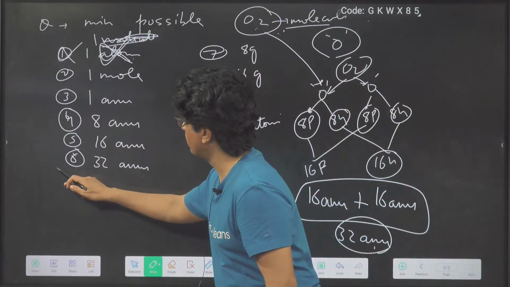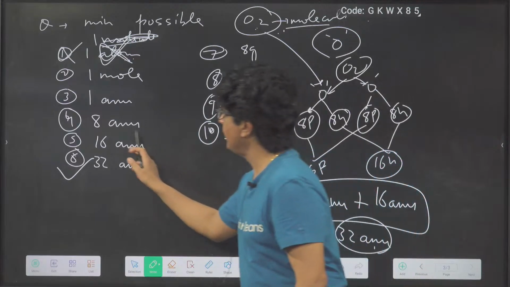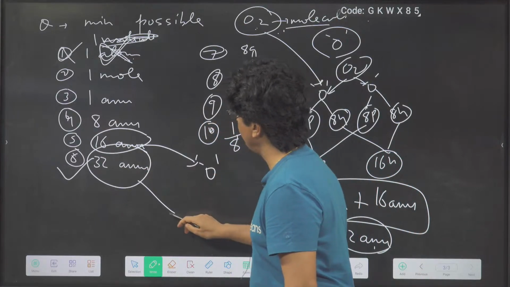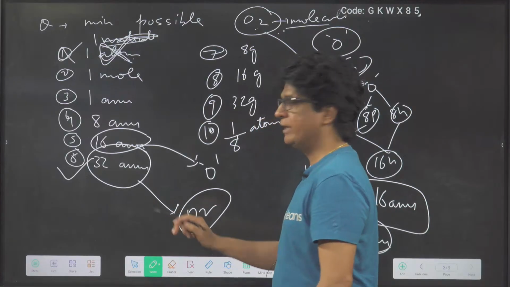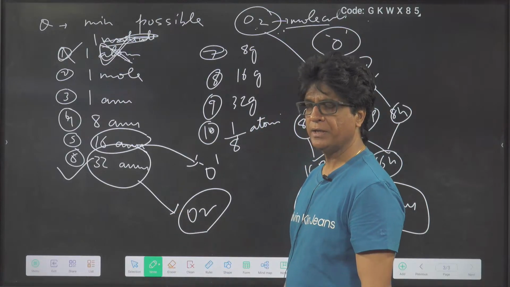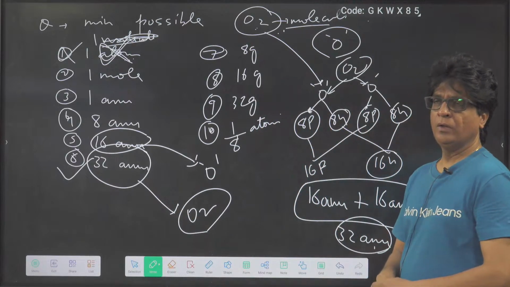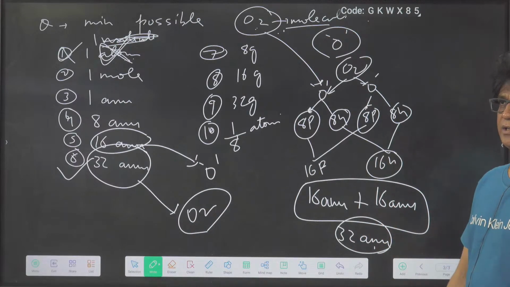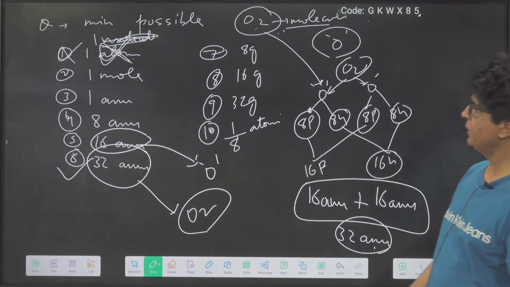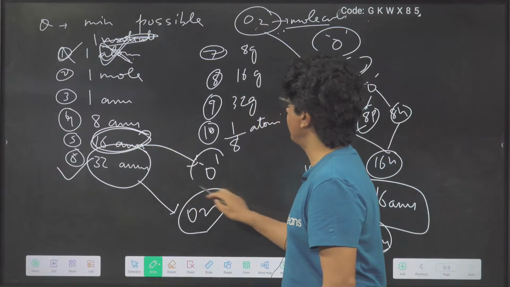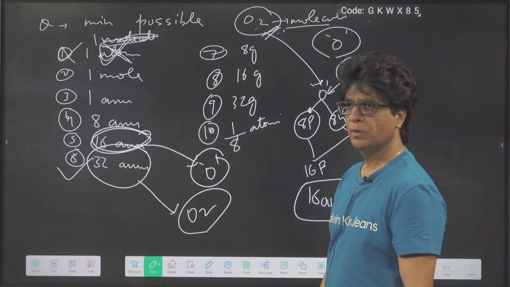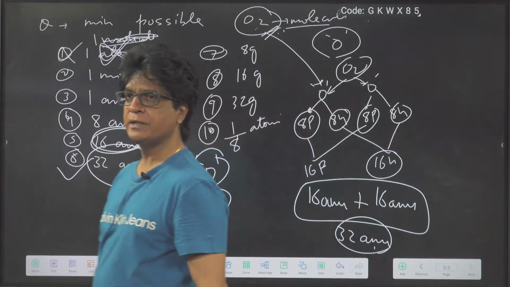So the correct option is what? 32 AMU. 16 AMU belongs to what? Oxygen atom. But 32 AMU belongs to what? O2. Are you getting it? So you have to be very careful about what is happening around. Only the 6th was the correct answer, right? 5th is not. 5th is for oxygen atom. I'm not asking oxygen atom. I'm asking what? Oxygen molecule. Let me know. Is that clear to you people or not?